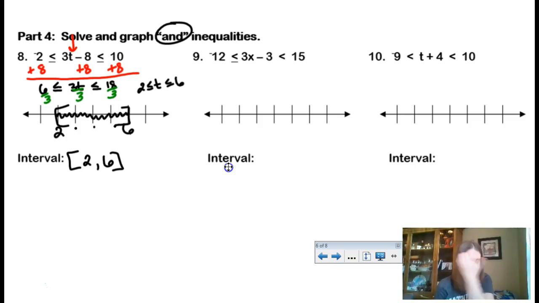All right, so the next sandwich problem is still an "and". We're going to simultaneously solve all the sides. We're going to add 3 to everybody.